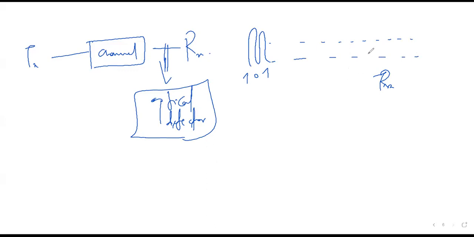If a pulse goes above the threshold, it is detected as a 1. If it does not pass the threshold, it is detected as a 0. So you can go up and down. This is a 0, this is a 1. Above threshold, below threshold. That is how detection basically works.